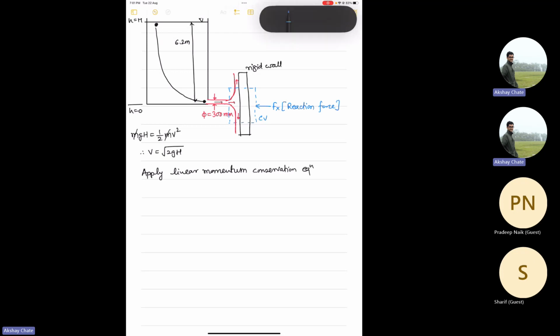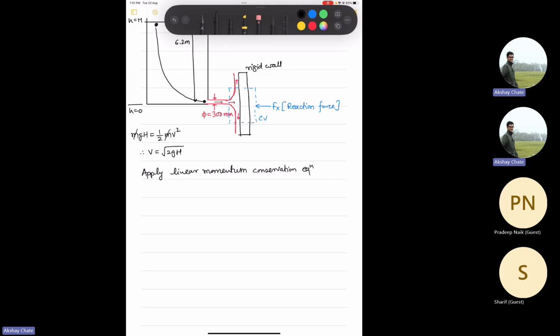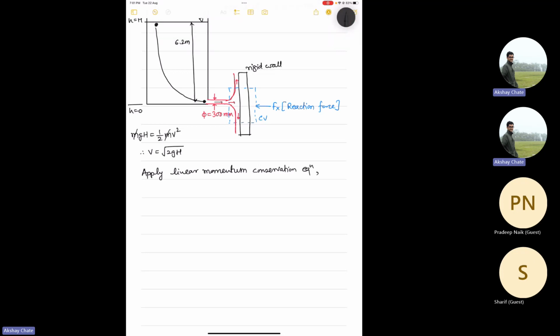And therefore, the linear momentum conservation simplifies as Fx will be this thing. What are the momentum terms in the x direction? There is only one which is coming in, right? Like this red jet you are seeing, right? In x direction only you see. In y direction, half is going up and half is going down, so that balances each other.